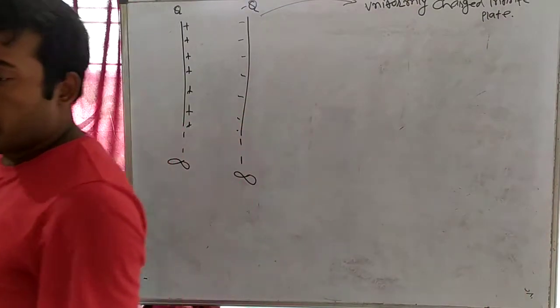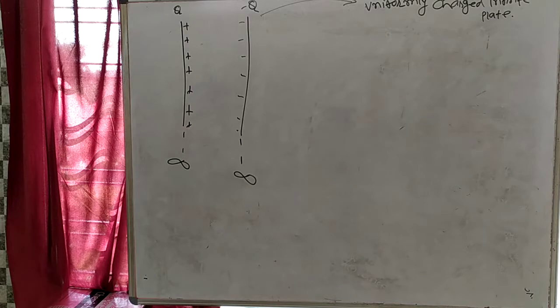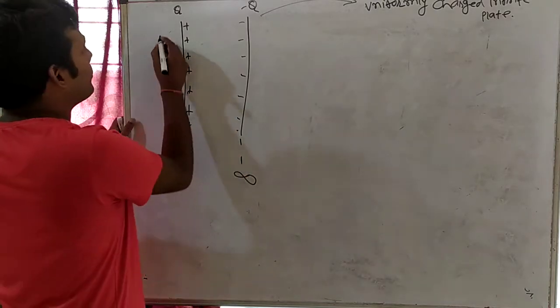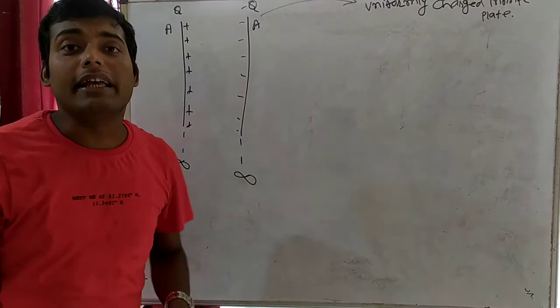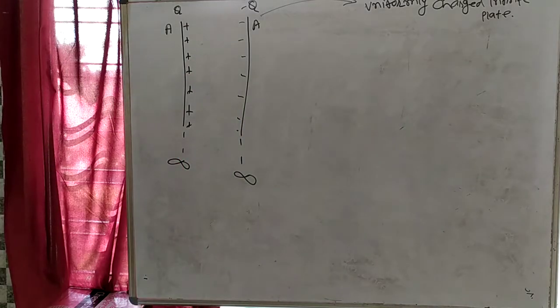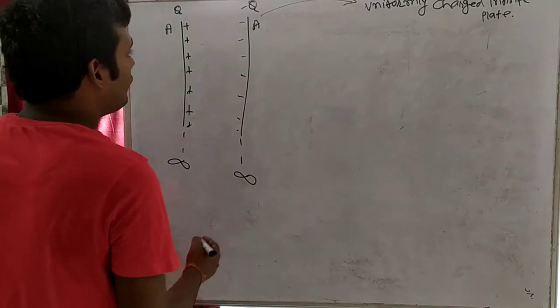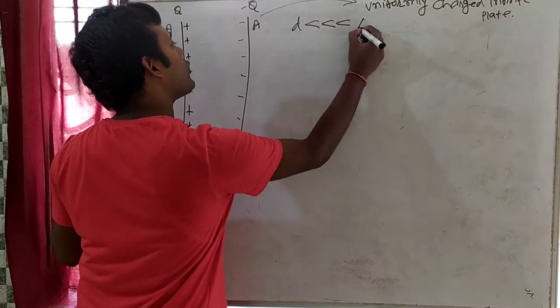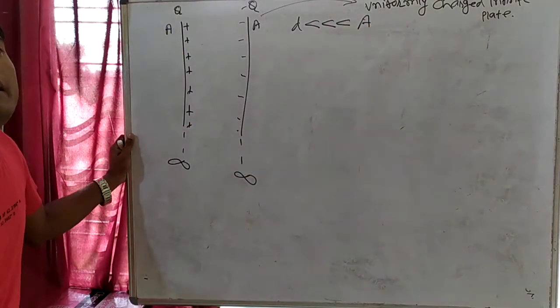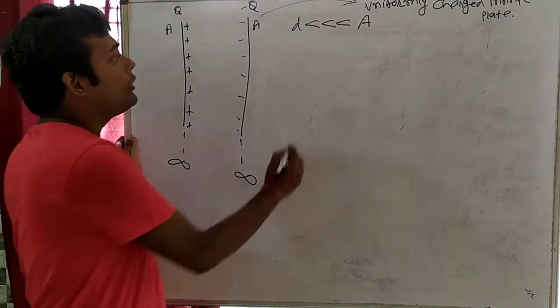Clear? If you remember the first chapter, electric charge and field, there I discussed the uniformly charged infinite plate. I have assumed that the area of the plate is A. A is the area of the plate, that I have taken as an assumption. And we all know that we have to take this approximation that d is very less than A, and we all know sigma.